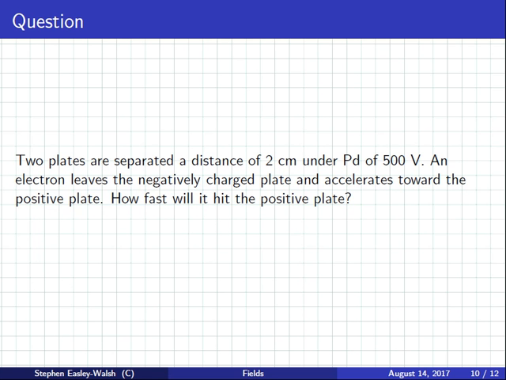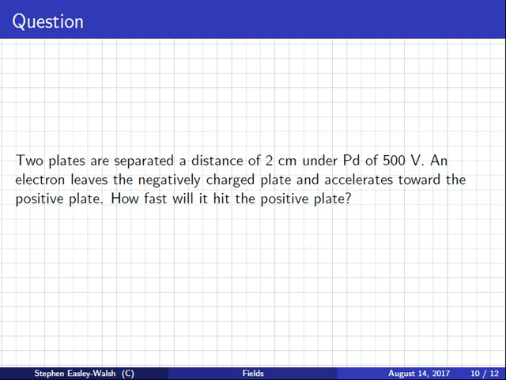QV equals a half mv squared. So it'll just be QV plus mgh equals a half mv squared. The mgh will be tiny because the mass of the electron is tiny. The Q is small, but the V is quite big. Yeah, I know in the exam they never include gravity.